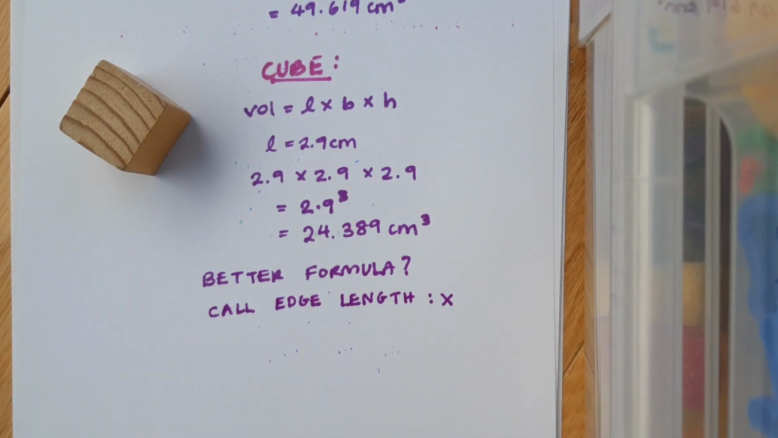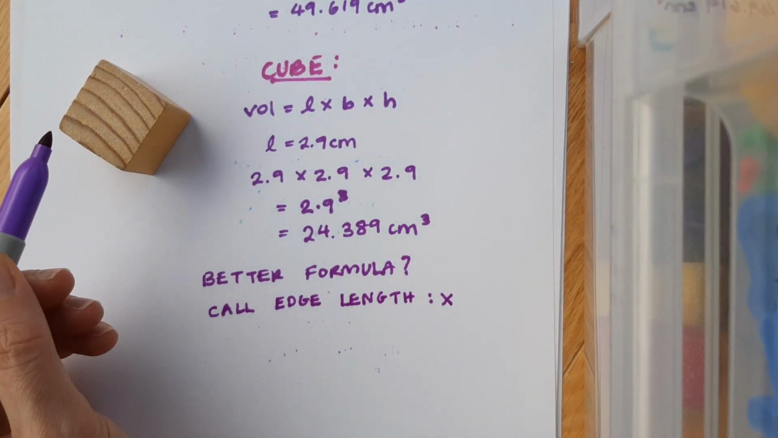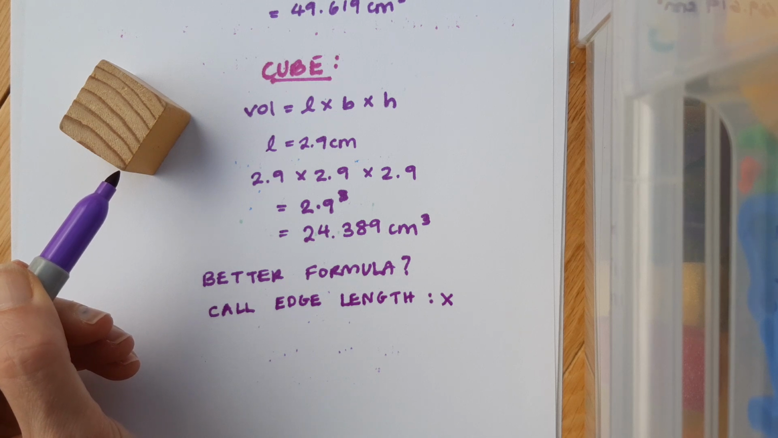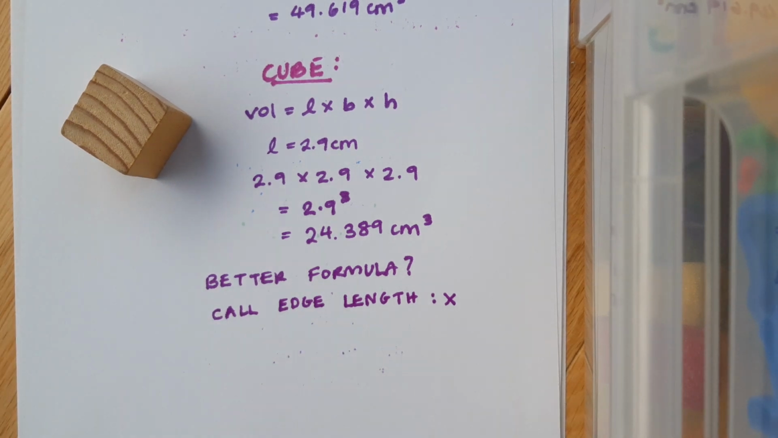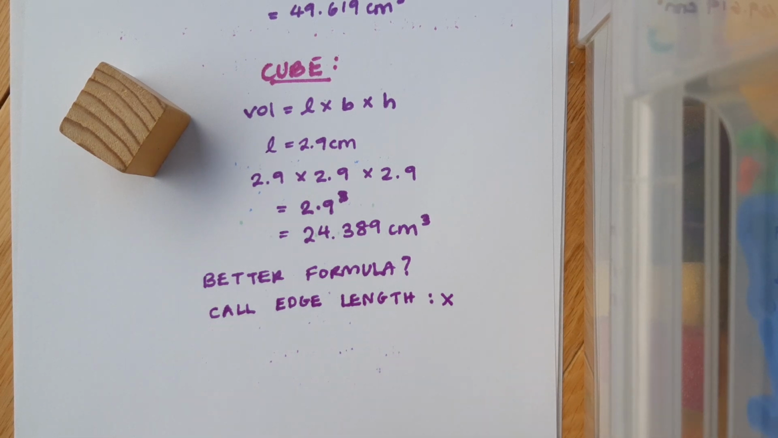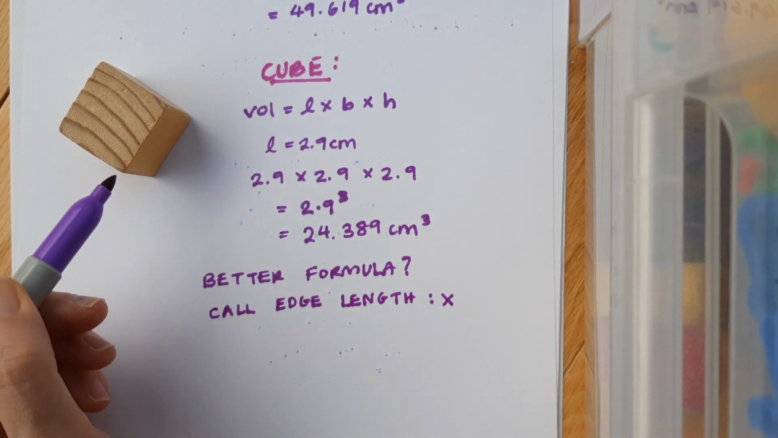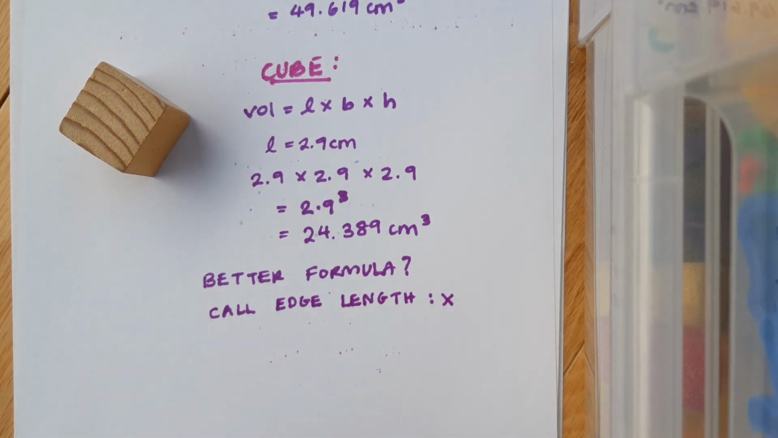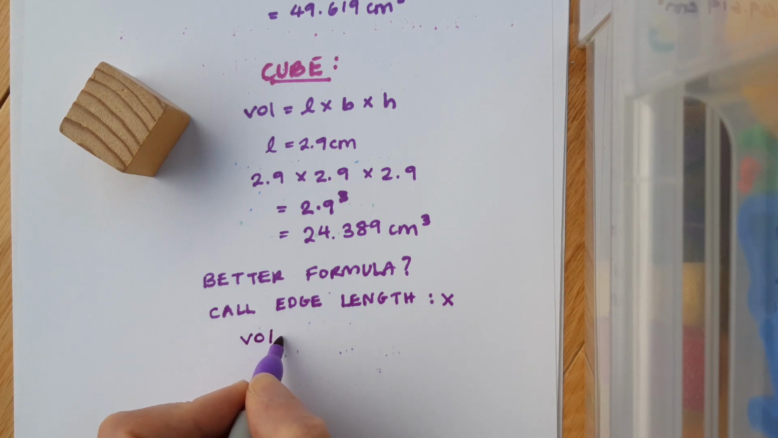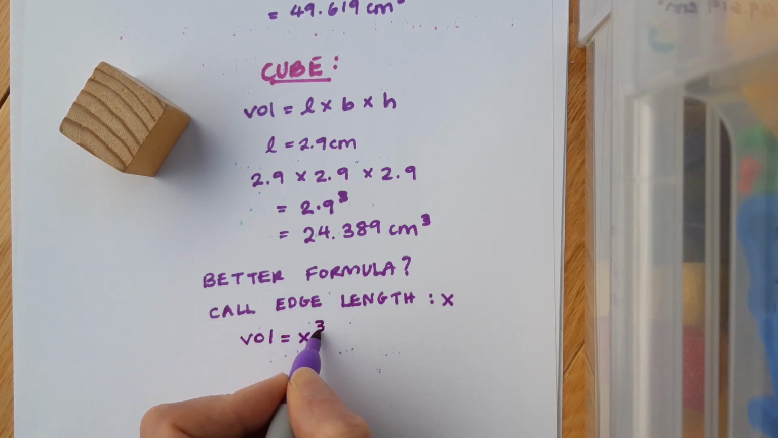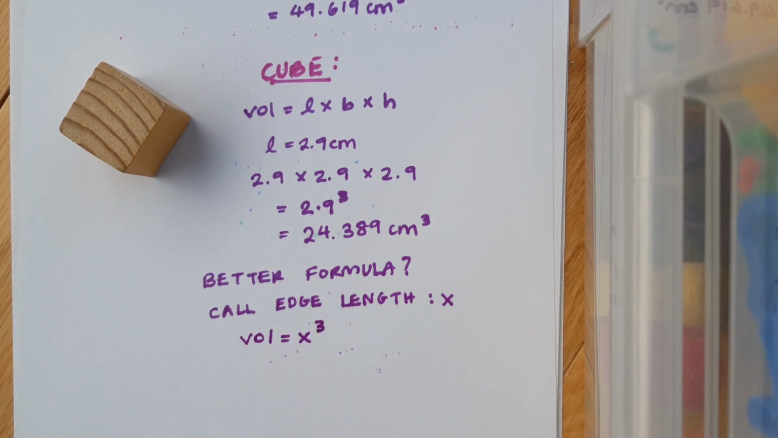So what I'm going to do is call the length of an edge of the cube x. You could call it L or A or B or whatever you want. I'm going to call it x. And once I've called it x, then I know that I'd have to multiply x by x by x, length by breadth by height, to get the volume. So x by x by x, a nicer way of writing that is x cubed. And this is a nice concise way of writing the formula for the volume of the cube.